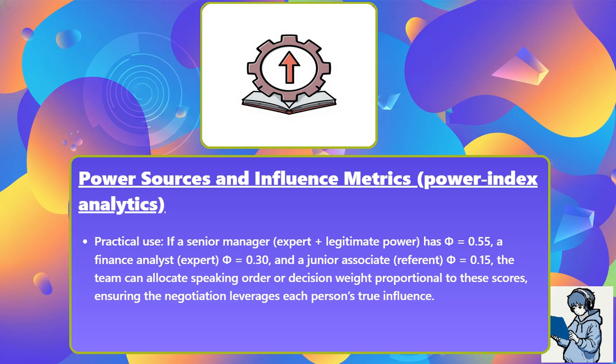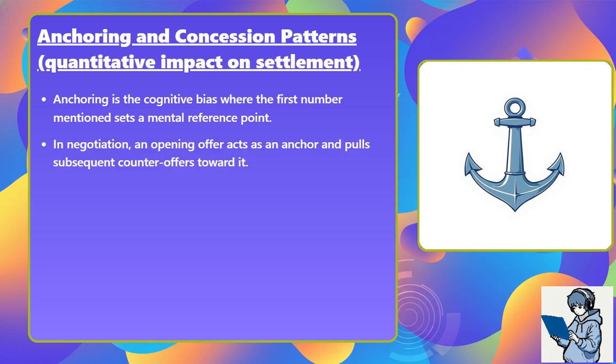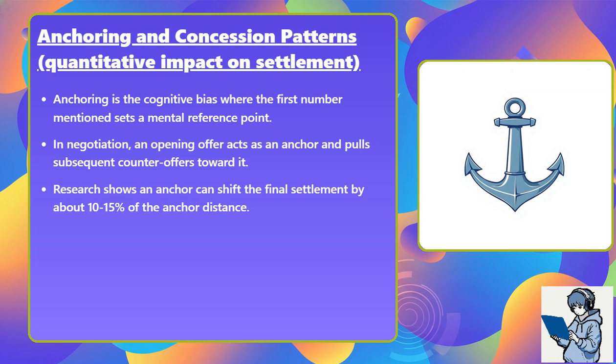Anchoring is the cognitive bias where the first number mentioned sets a mental reference point. In negotiation, an opening offer acts as an anchor and pulls subsequent counteroffers toward it. Research shows an anchor can shift the final settlement by about 10 to 15% of the anchor distance.